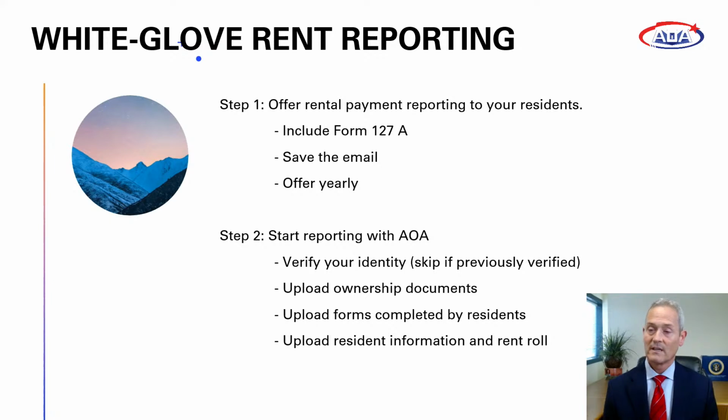So step two, you get that information back. You have the filled out, signed Form 127A, and a copy of their photo ID, usually a driver's license. Those are the two things you need for each of your renters. Then you also need a rent roll and the resident information. Those are the things we would need from you. Before we do that, we also need to verify your identity.